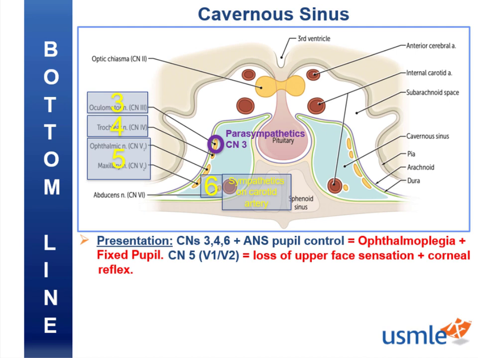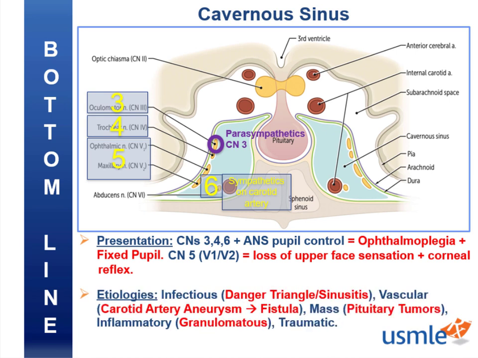If cranial nerve 5's V1 or V2 branches are injured, the patient will lose upper facial sensation along with the afferent or sensing limb of the corneal reflex that is mediated via the V1 branch. Etiologies of cavernous sinus syndromes include infectious, danger triangle sinusitis, vascular, carotid artery aneurysm turning into a fistula, mass, pituitary tumor, inflammatory, granuloma formation, and traumatic causes. Lastly, the imaging modality of choice for any cause of a cerebral venous thrombosis is via MR or CT venography.